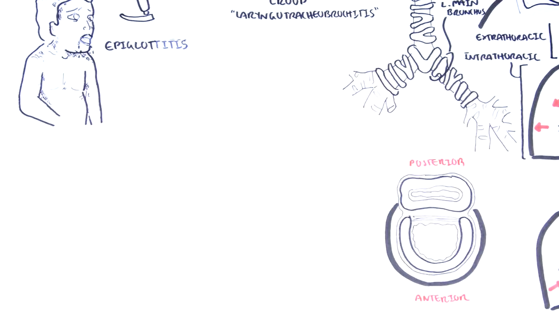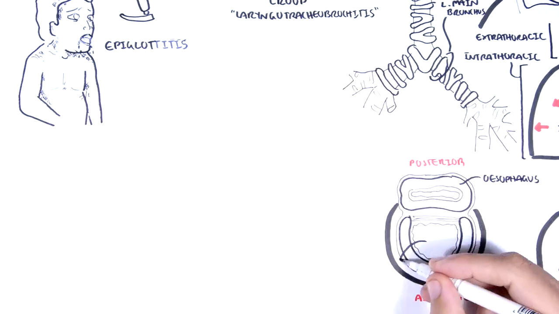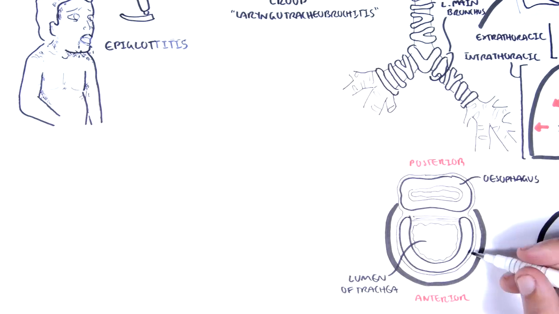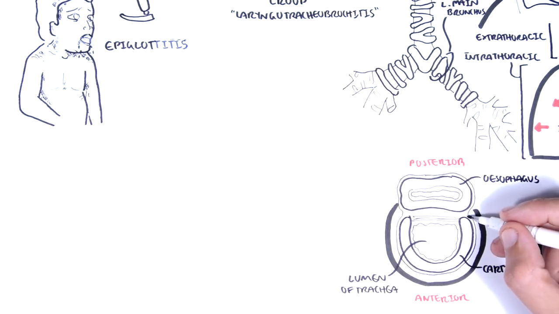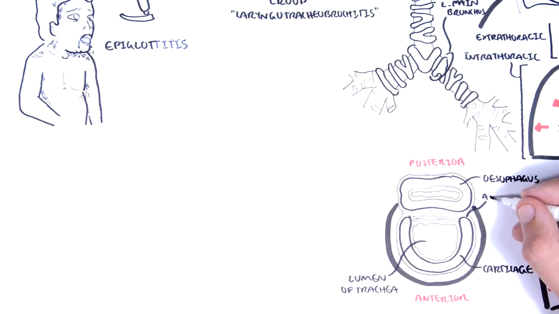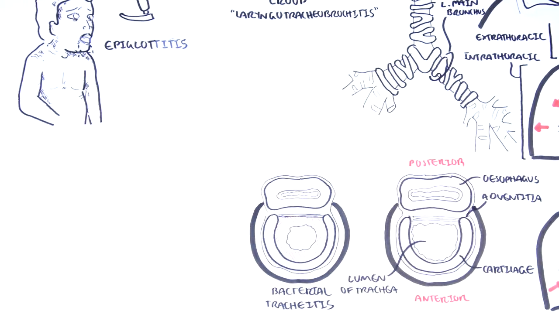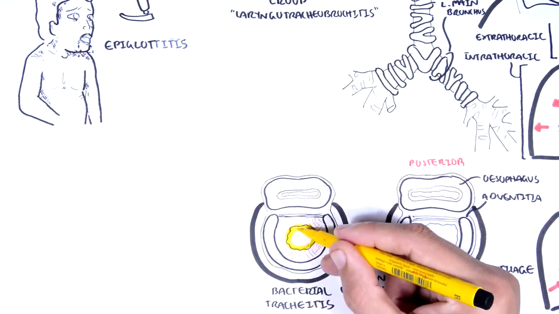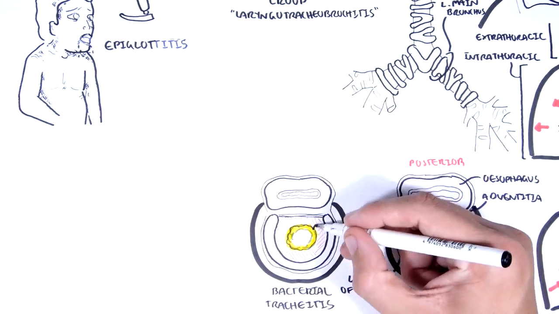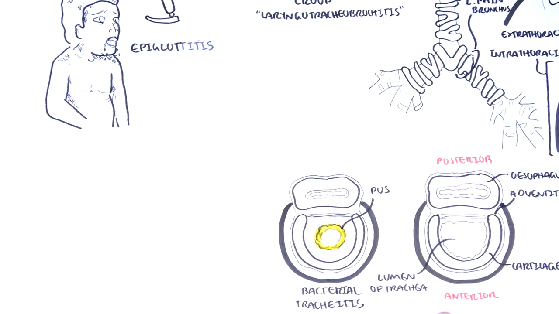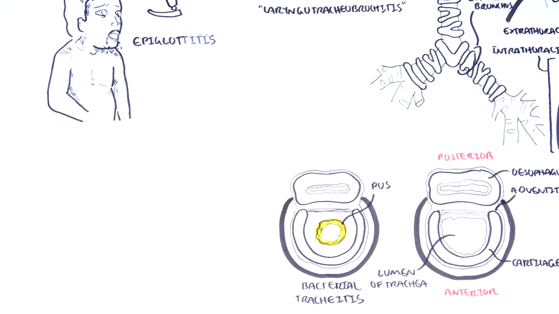Here is a cross-section of the trachea. You can see that the esophagus runs posteriorly to the trachea. The trachea is made up of cartilaginous rings, and here's the lumen of the trachea continuing to the lower airways. The adventitia is shared between the esophagus and the trachea. Bacterial tracheitis is infection of the trachea. Stridor here is caused by subglottic edema and mucopurulent secretions in the airway. And this is due to infection, obviously, most commonly Staphylococcus aureus.